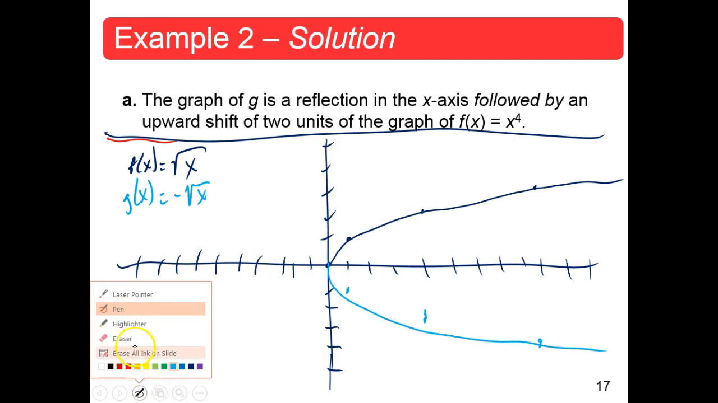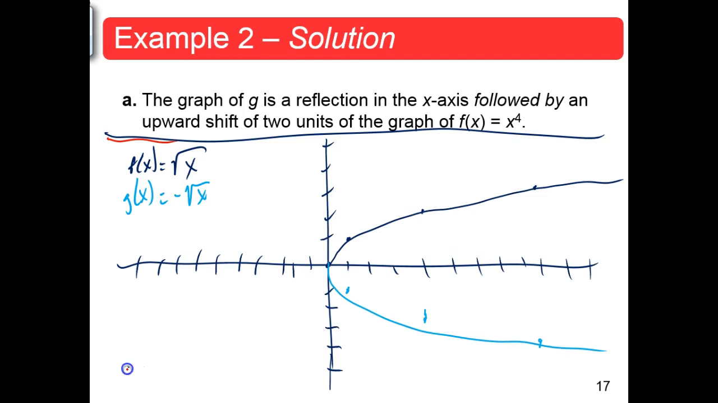All right, another color. Red. Now we're going to do h of x. And h of x is going to be the square root of negative x. Wait a minute, can you do that? No.